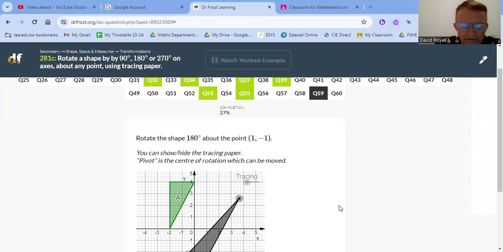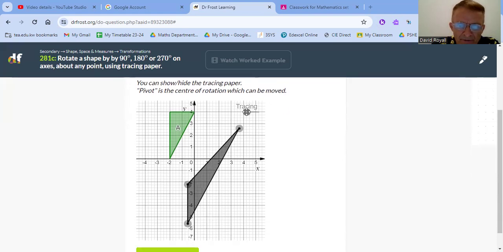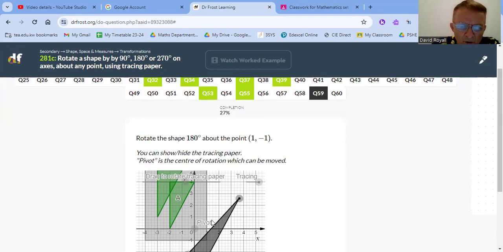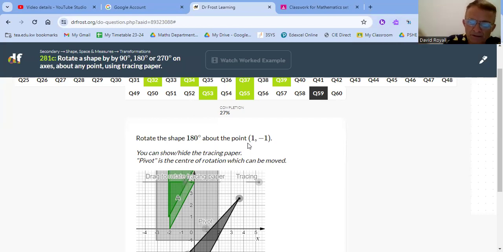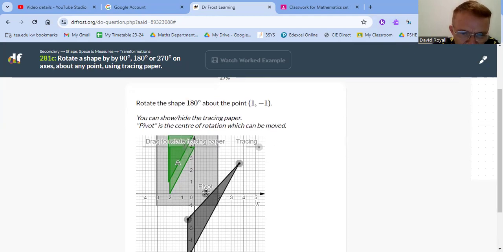Okay, here we go. Second one. Now we're going to rotate this one 180 degrees. So that's the angle. And it's about 1, -1. So let's get our tracing paper. And let's move the pivot to 1. That's 1. That's x, remember. And it's plus, so we go that way. And minus 1, we go down because the second value tells us whether to go up or down. Negative means to go down. So down we go.